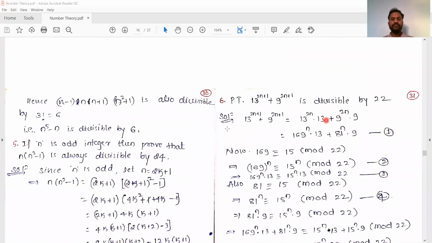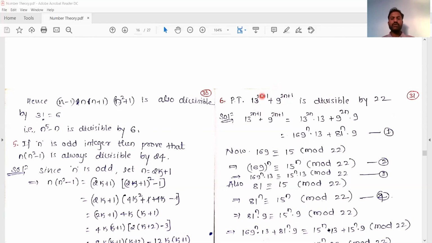Next, the sixth example: prove that 13^(2n+1) + 9^(2n+1) is divisible by 22. We don't know what that number n is, but 13^(2n+1) + 9^(2n+1) is divisible by 22. See, for example, you can substitute n equal to any natural number here. If I take n = 1, then 2n + 1 is 3, so 13³ + 9³. You calculate 13³ + 9³, and we get that it is divisible by 22.